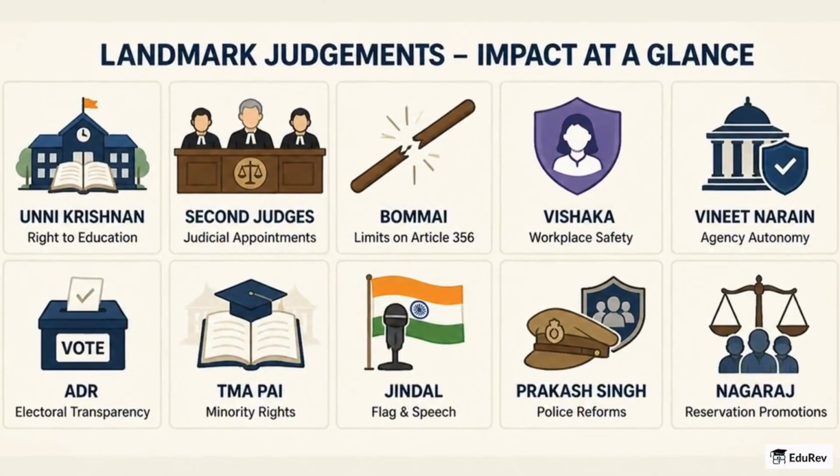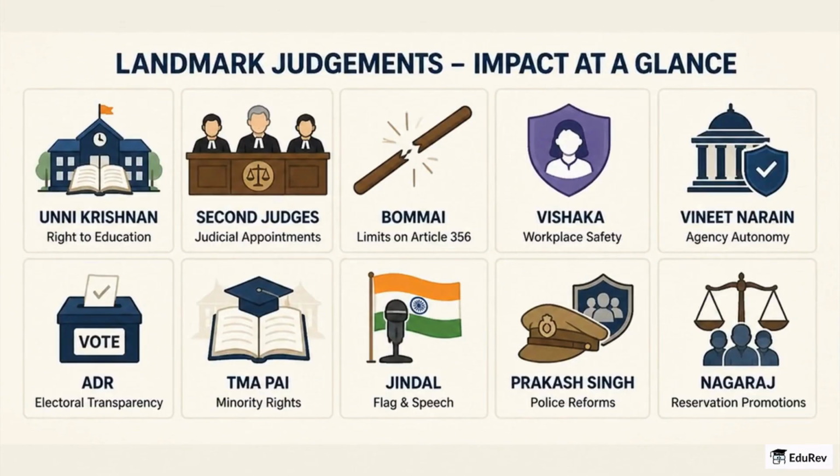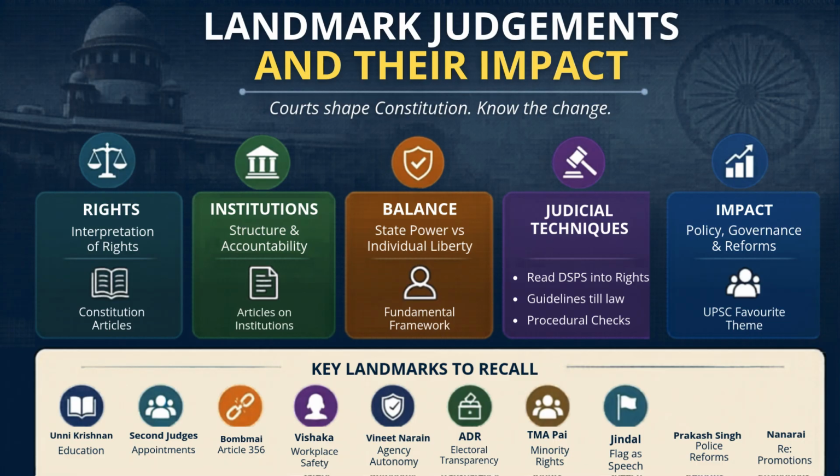To recap briefly, Unni Krishnan on education, Second Judges on appointments, Bommai on Article 356, Vishaka on workplace safety, Vineet Narain on agency autonomy, ADR on electoral transparency, TMA Pai on minority rights, Jindal on flag speech, Prakash Singh on police reforms, and Nagaraj on reservation promotions. Each case changed either rights interpretation, institutional structure, or the balance between state power and individual liberty. And you should link that change to constitutional articles in answers.